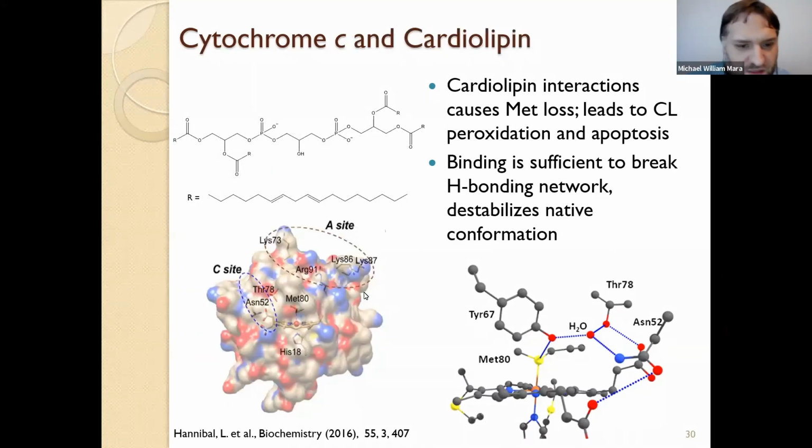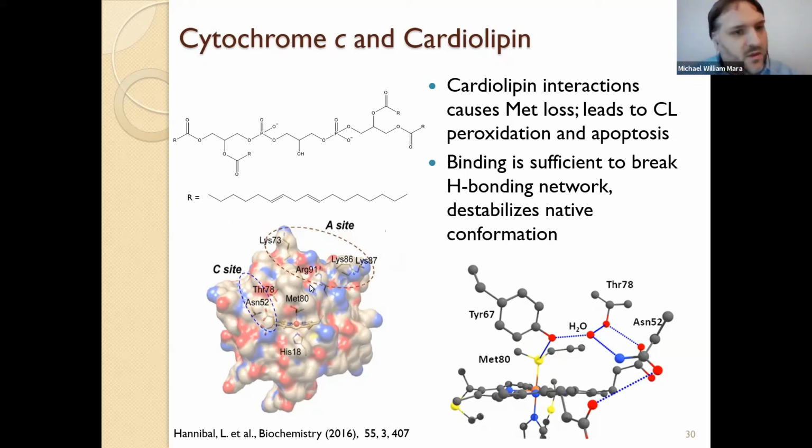Now, one of the interesting things with cardiolipin, shown up here, is that it has a number of different docking sites in which it can insert itself into the protein. Remember, cytochrome C acts as a peroxidase of cardiolipin, which means that the cardiolipin has to access the iron center at some level. And one of the docking sites is actually the C site, which involves the threonine and asparagine that I just mentioned in that hydrogen bonding network.